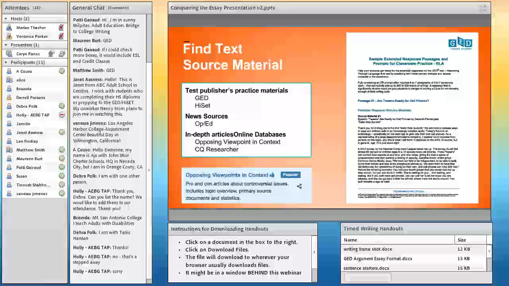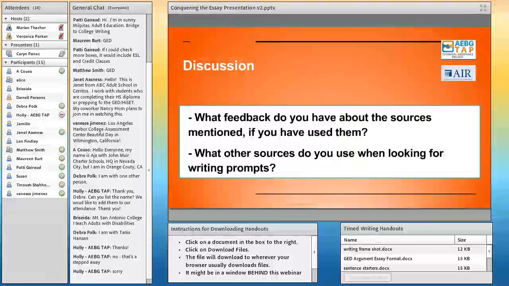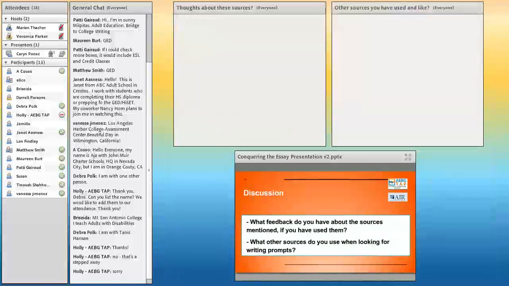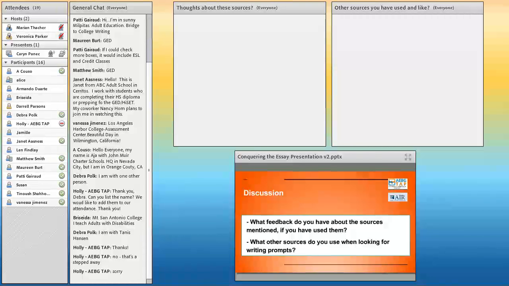You can see on the side here, I have an example of the GED publishers' material. But I wanted to take a moment and ask you about the feedback that you have on the sources that I just talked about. Have you used any of those sources? Have you used the GED or HiSET publishers' source material? Have you used some of the databases, or do you find other sources? Please share on both questions, both what feedback you have about the sources and if you've used them and how they've worked for you. And also maybe if you can share with us another source of material that you have found that we could all benefit from learning about. I'll look forward to seeing your responses.